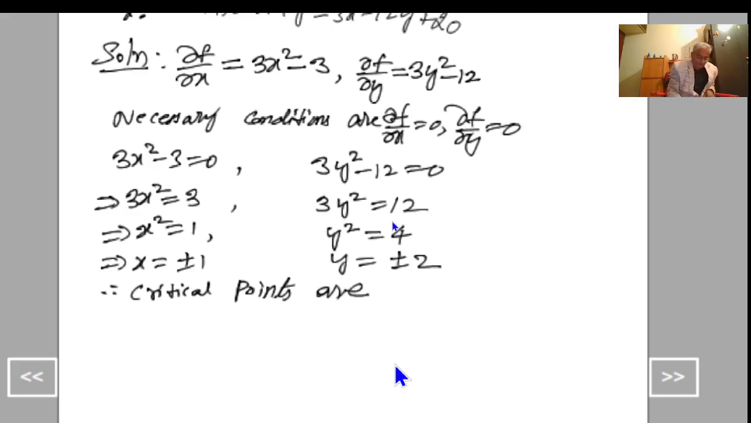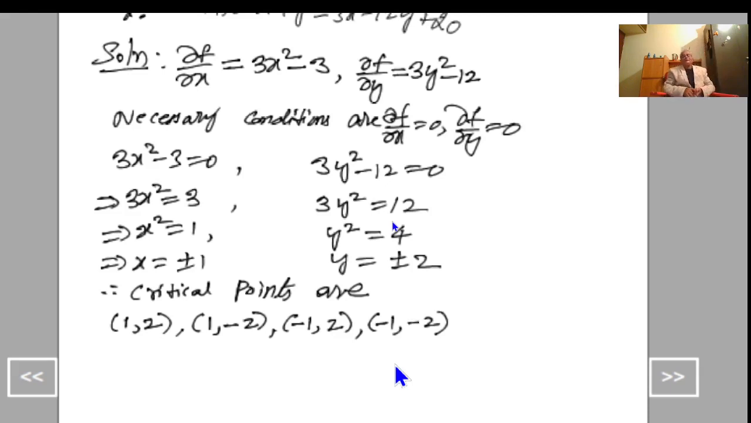So therefore critical points are x equal to 1, y equal to 2; x equal to 1, y equal to minus 2; x equal to minus 1, y equal to 2; x equal to minus 1, y equal to minus 2. So these are the 4 critical points. Okay, we have got these 4 critical points. So next, at these 4 points the function may have maxima or minima. Next we go for the sufficient conditions.